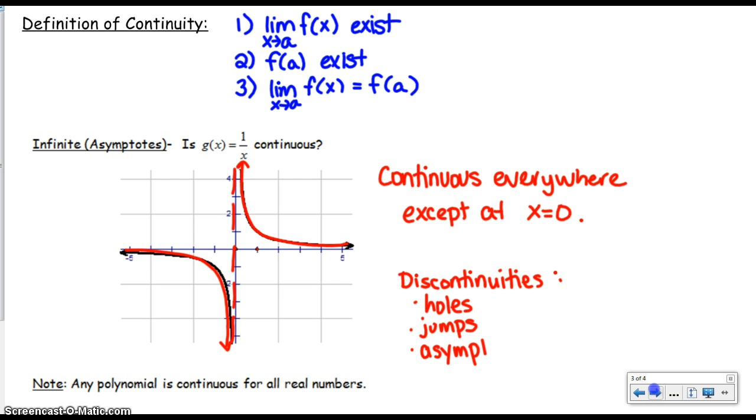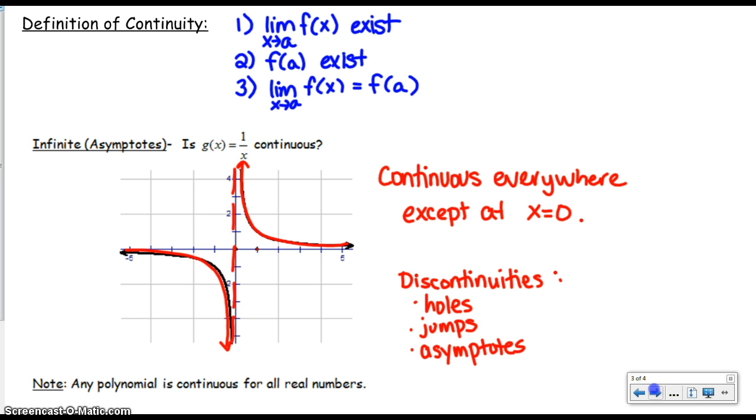For a hole, a lot of times the limit value does not equal the function value. For a jump, same thing. The limit doesn't exist, so it can't equal the function value. And also an asymptote, the limit doesn't exist and the function value doesn't exist. So those are all places where a graph would be discontinuous.